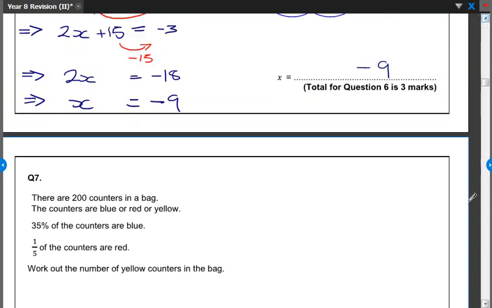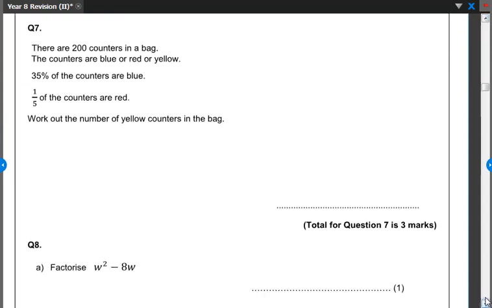Did I just skip too much? No. Alright, 200 counters in a bag. 35% are blue, a fifth are red. Work out the number of yellows. Okay, cool. So you've got blue, red, yellow, and they all add up to 200, which is fine. We know 35% are blue. We know 1/5 are red, and then we just have yellow.